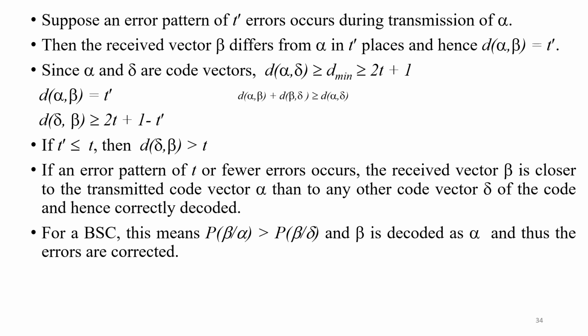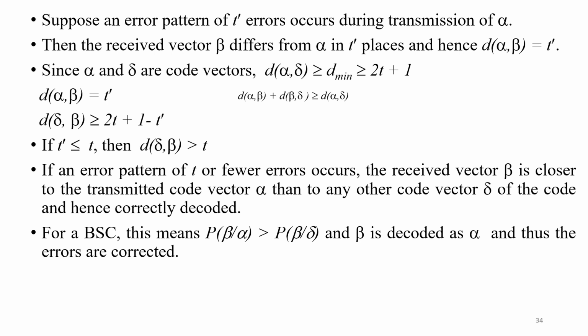Since alpha and delta are code vectors, D of alpha delta will be greater than or equal to dmin, which is greater than or equal to 2T plus 1. Then D of alpha beta equals T'. D of delta beta will be greater than or equal to 2T plus 1 minus T'. If T' is less than or equal to T, then D of delta beta will be greater than T.